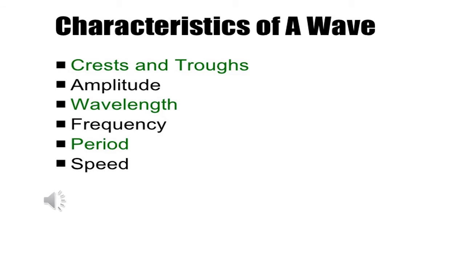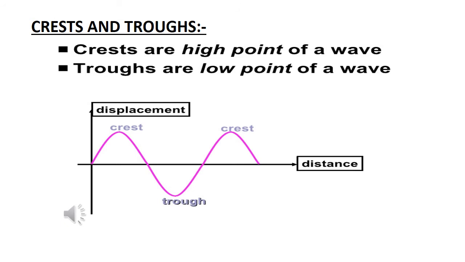Okay, now moving toward the characteristics of a wave. Basically, there are certain characteristics of a wave which we have to go through. For example, the wave has crest, trough, amplitude, wavelength, frequency, period, and speed. Let's start with the first characteristic, which is the crest and trough. Crests are the higher points of the wave, as you can see in the graph which I have drawn, and troughs are the lower points of a wave.